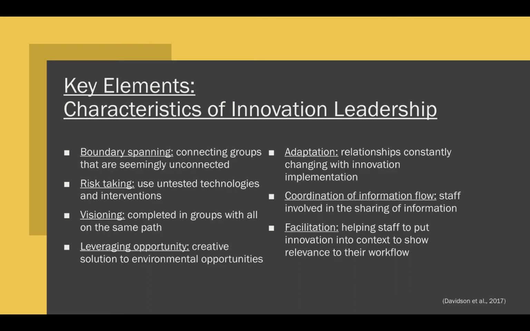As stated previously, change and innovation are central to complexity leadership theory. There are 7 characteristics of innovation leadership. These are boundary spanning, risk-taking, visioning, leveraging opportunity, adaptation, coordination of information flow, and facilitation. Each one holds a unique benefit for the organization.